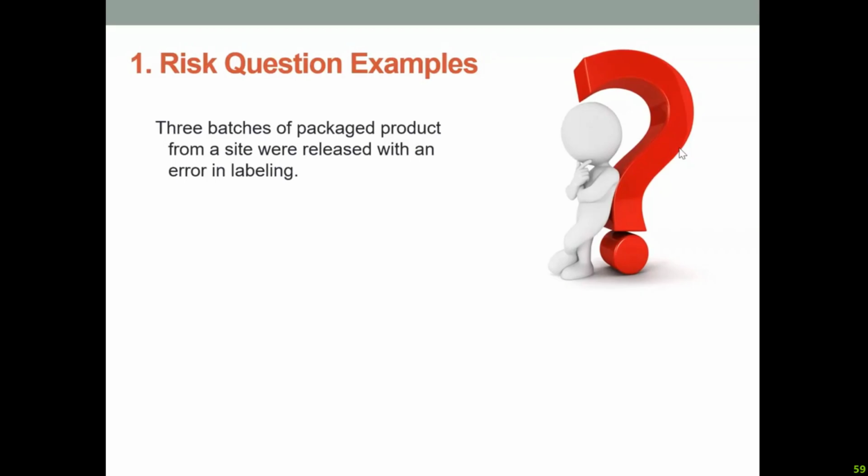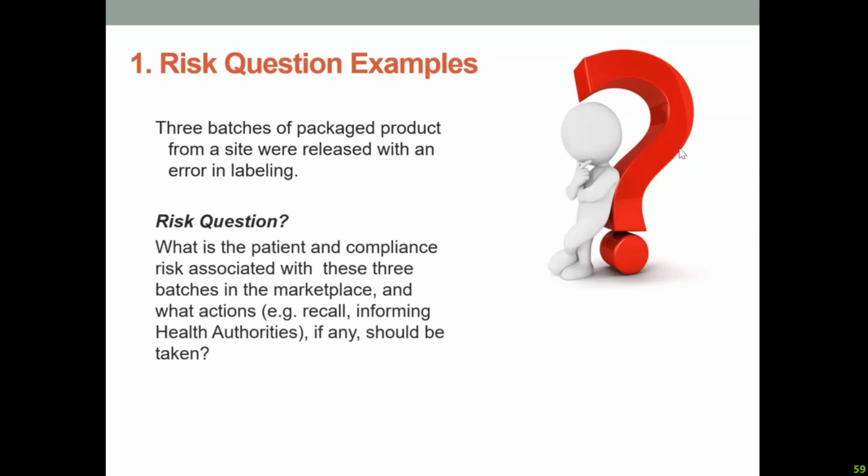This is an example of a risk question. So 3 batches of packaged product from a site were released with an error in labelling. So a risk question might look something like this. What is the patient and compliance risk associated with these 3 batches in the marketplace, and what actions, e.g. recall, informing health authorities, if any, should be taken?